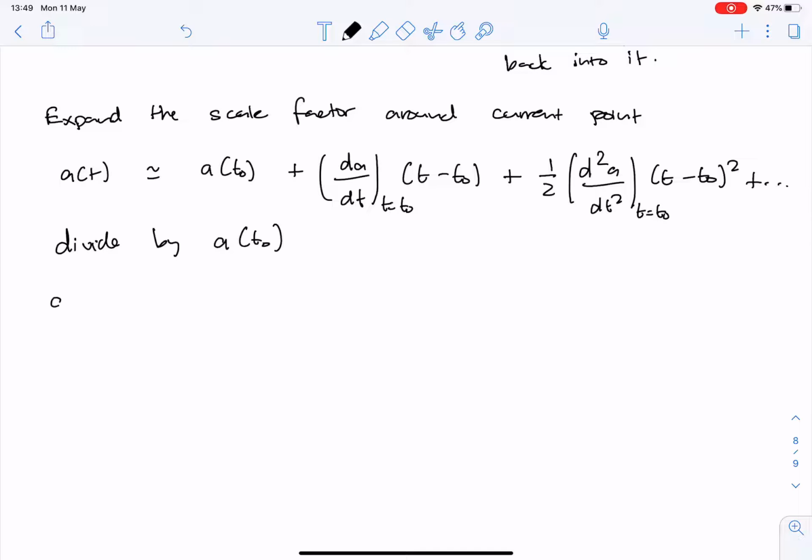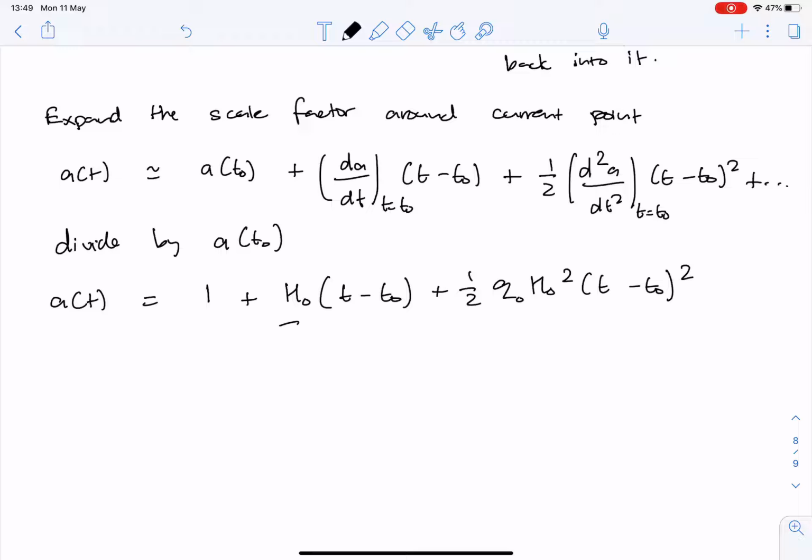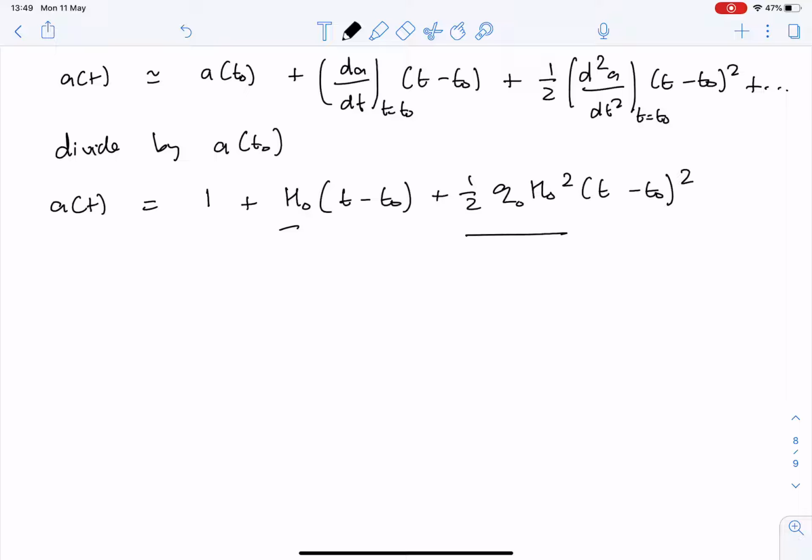and therefore I get a of t equals 1 plus H naught times t minus t naught plus 1/2 of q naught H naught squared times t minus t naught squared. And so this is where I come in. My scale factor is then that function of those, the scale factor itself, its derivative and its second derivative. But in doing that, I have to introduce this parameter q naught.